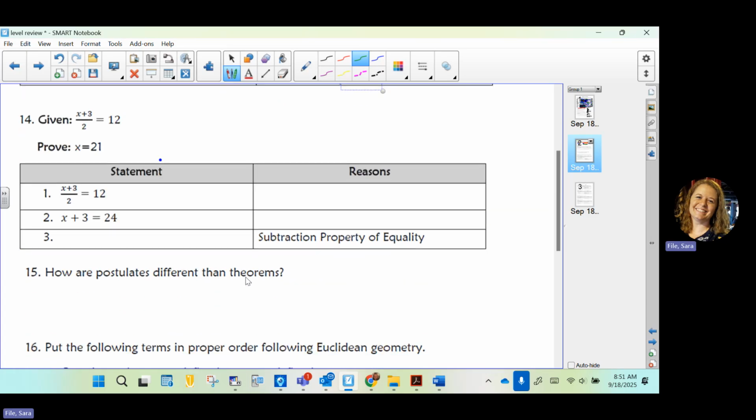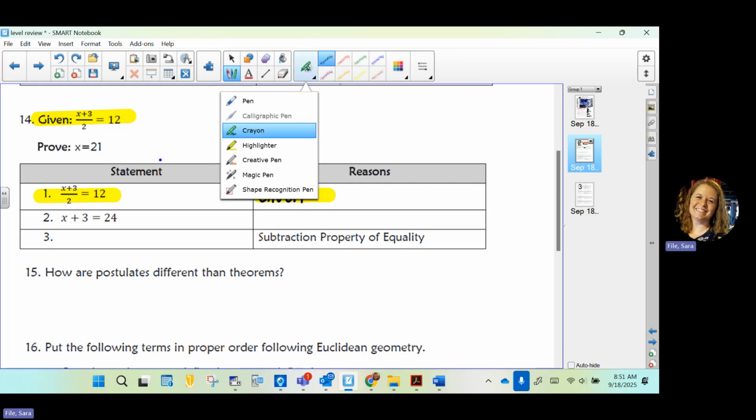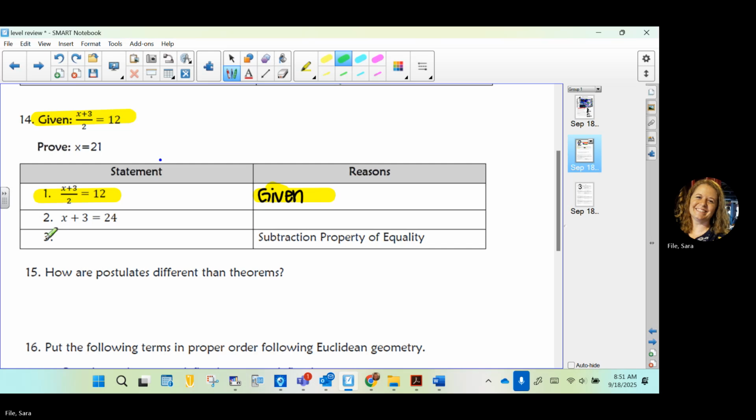All right, so here's another algebraic proof. So we start with our given information always. They've already typed in the actual statement, but what's my reason going to be? Given. Okay, so I'm going to write given. And then the last statement should always be what you're trying to prove. So we can go ahead and fill that in with x equals 21.